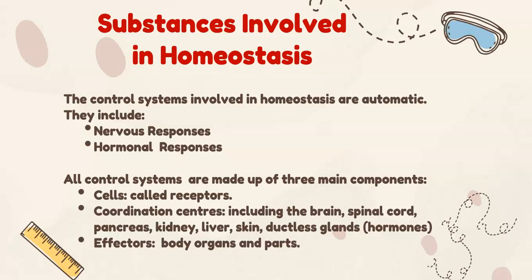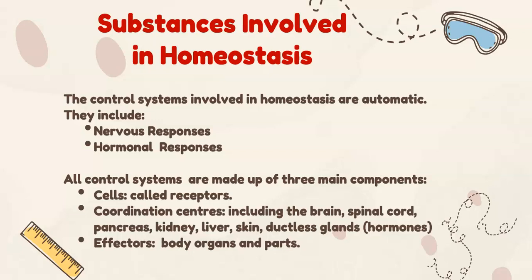Now, there are two pathways to the body's response to these changes, and they are the nervous response and the hormonal response. The nervous response involves the nervous system and the network of nerves, while the hormonal response involves the endocrine system and the production of chemical messengers called hormones.